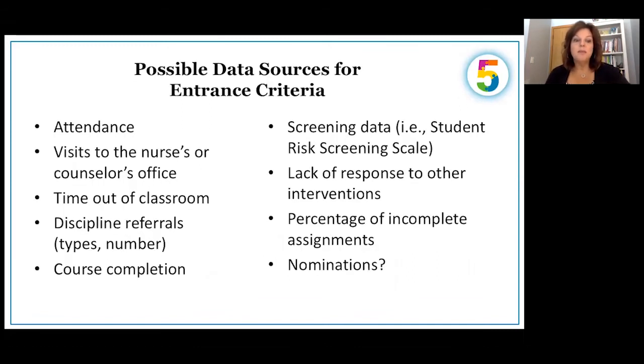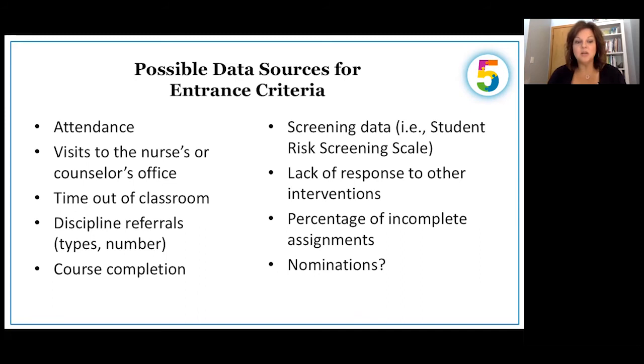So there are many possible data sources, as you know, that could be used for entrance criteria, depending on the intervention. And here's just a list of a few examples. So things like attendance or time out of the classroom or behavior screening data.